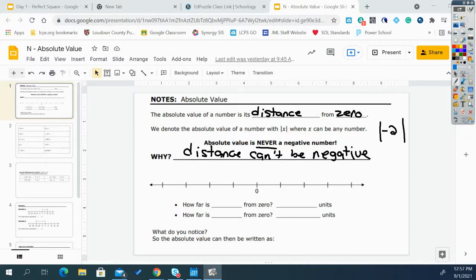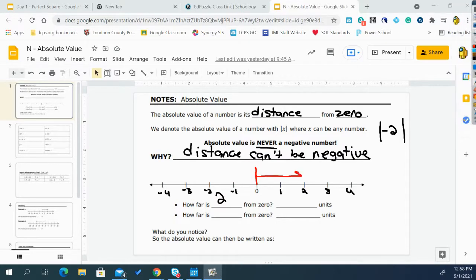Let's see how far 2 is from 0. Let's do this by first making a number line. Here we have a number line, and I'm going to go and number it 1, 2, 3, 4. On my left side, I'll write my negatives. -1, -2, -3, -4. So this question's asking me, how far is 2 from 0? So all I'm going to do is draw a line from 0 to 2. How far is that? Well, it is 2 units.